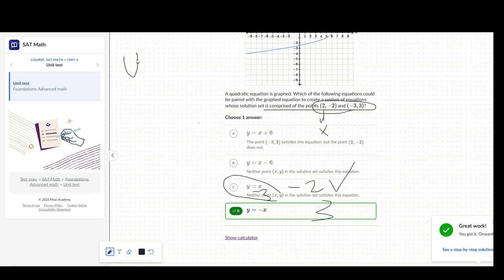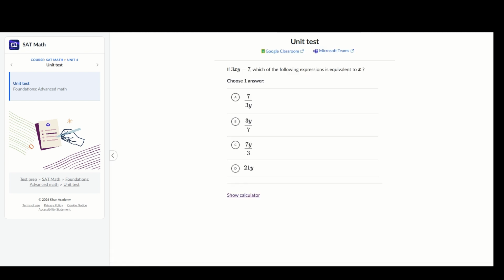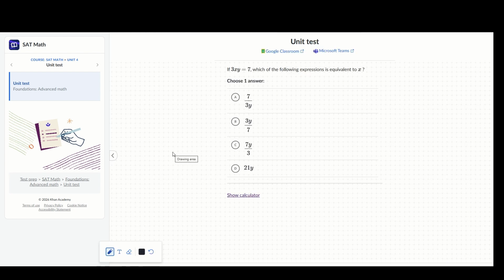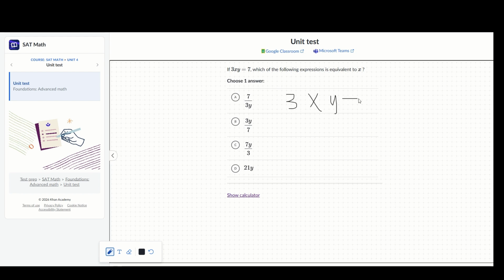For example, y equal to minus 2. Yes, y here would be minus 2. So, yeah, next. Which of the following expressions equal to x? Okay, it's not hard. It's kind of easy. We need to take x. Let's take x equal to 7 over 3y, which is 8.